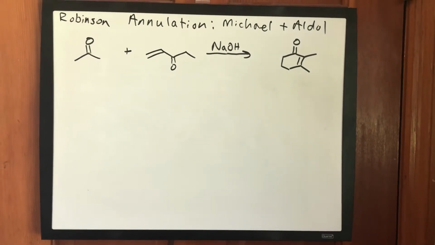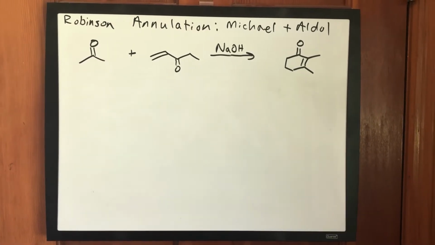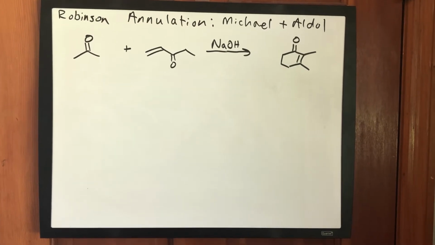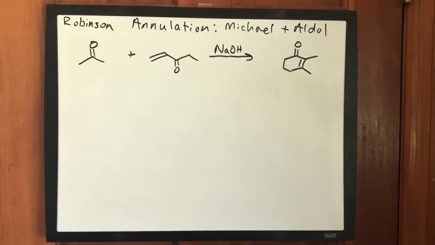Okay guys, one more video for today. This is probably the hardest reaction in this chapter to think about. So this is called the Robinson annulation.